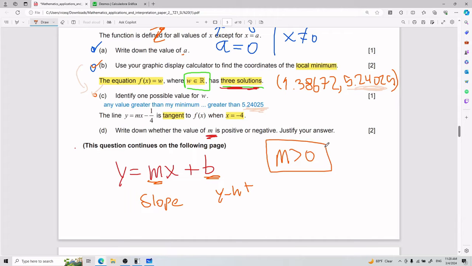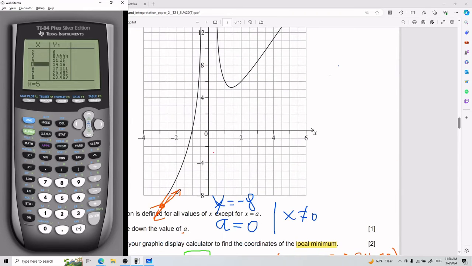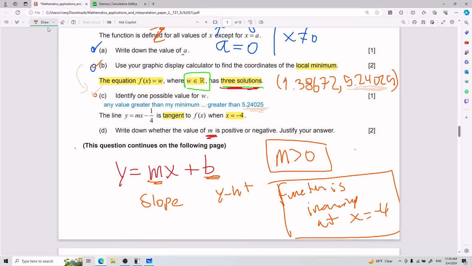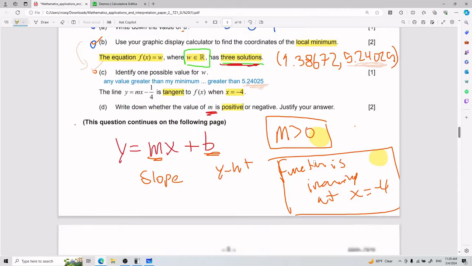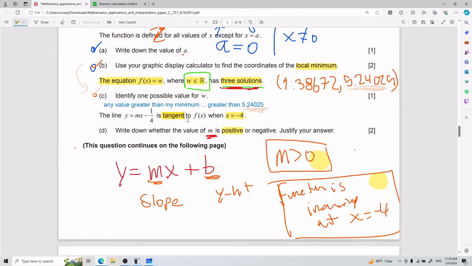Justification of my answer: function is increasing at x equals negative 4. And how did you prove it or find out? By looking at the table. So yes, we eyeballed it a little bit intuitively, but then we checked with the table and it is correct. So the function is increasing at x equals negative 4. This is one point. The other point comes by saying that the slope has to be positive. All right, cool. So now we also learned a little bit what tangent is. So that's nice.